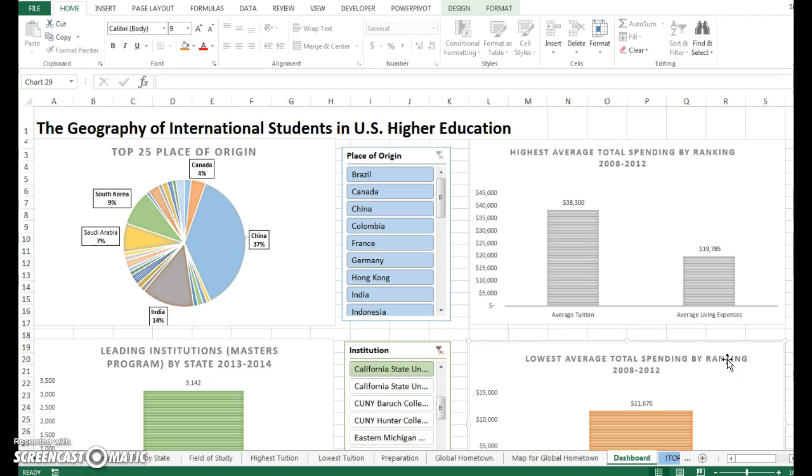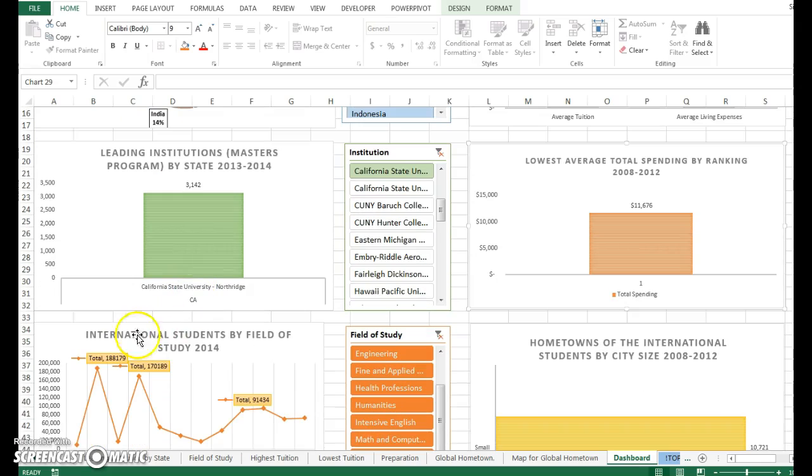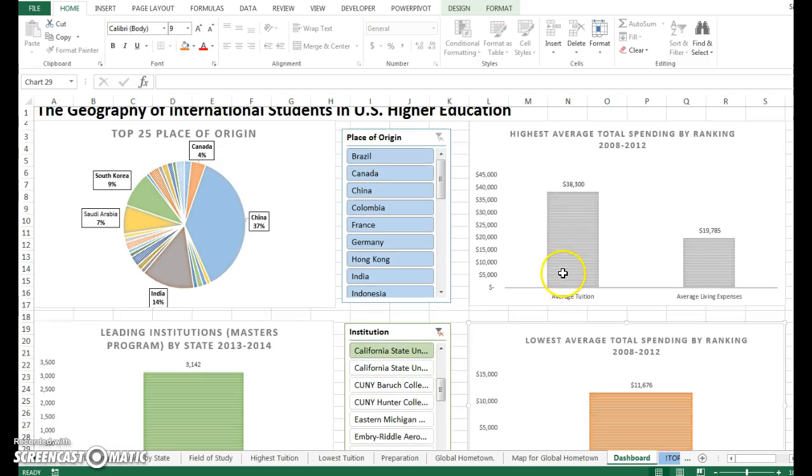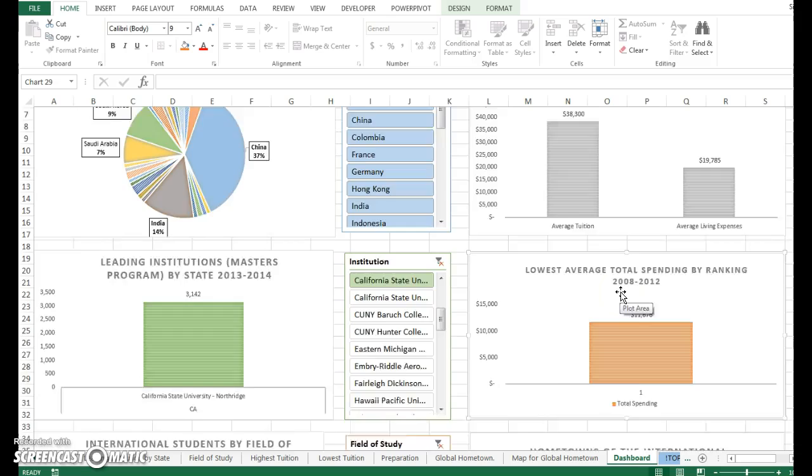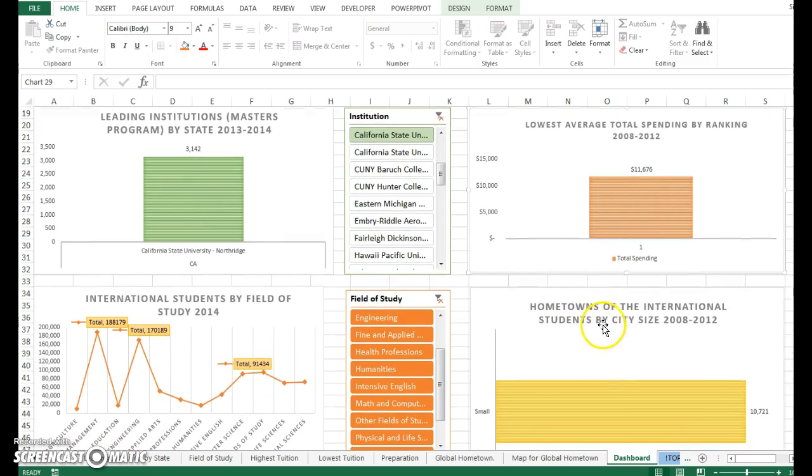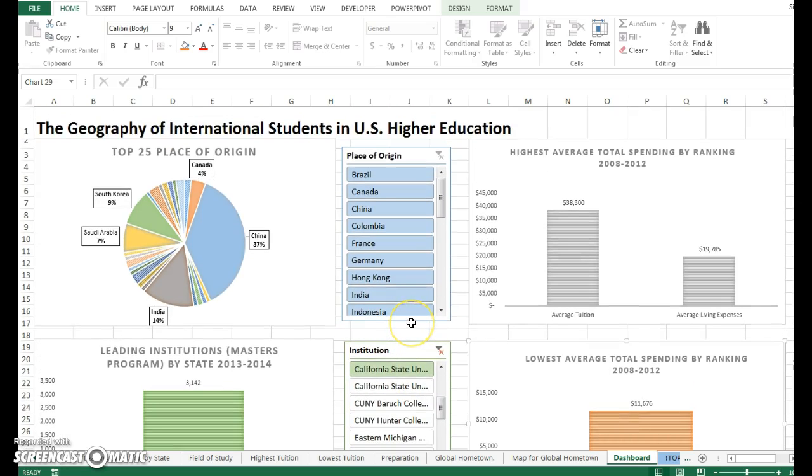I did some research first while I started this project. As an international student, I mainly focused on some interesting facts, such as place of origin, leading institutions, field of study, and those two both about total spending. And the last one is the hometowns of the international students. And then I found some useful data from the Institute of International Education website and immigration reports.